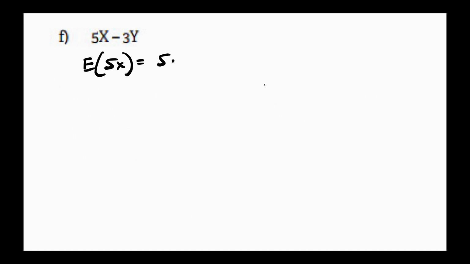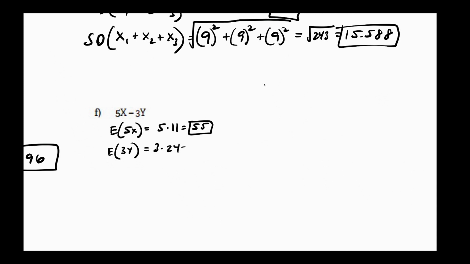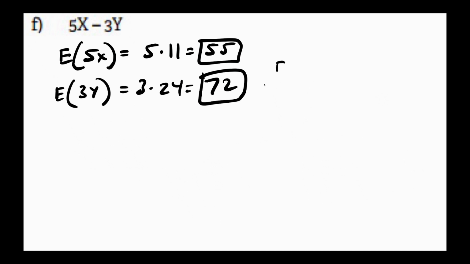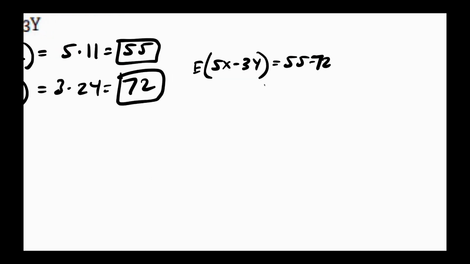So that's 5 times 11. And then I'm going to do the expected value for 3y, which is 3 times 24. 72. And then I'm going to subtract them. Negative 17.